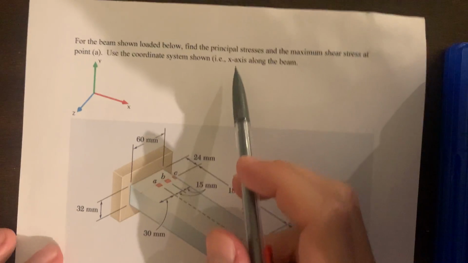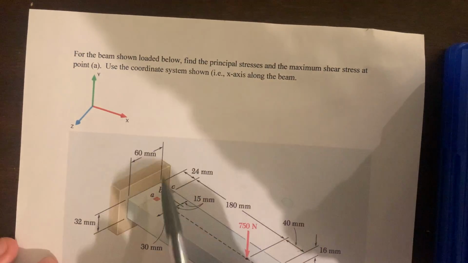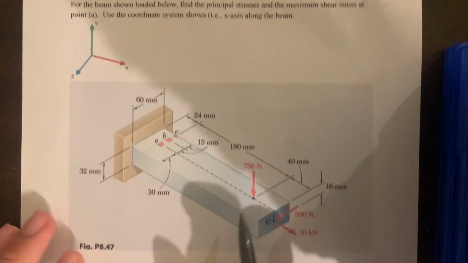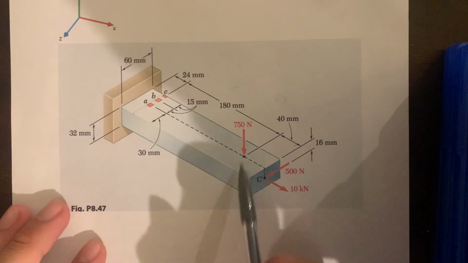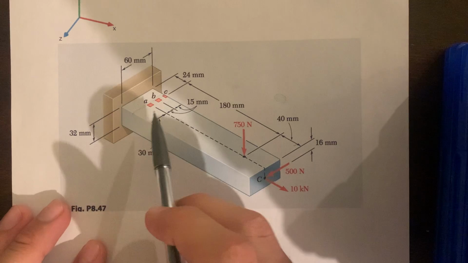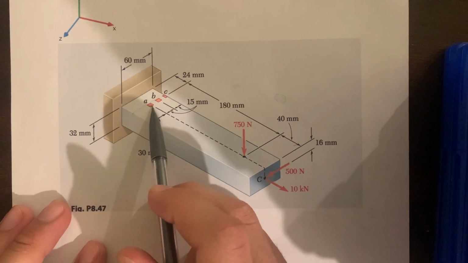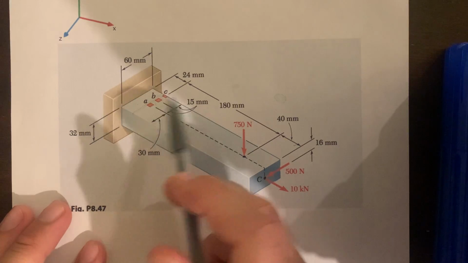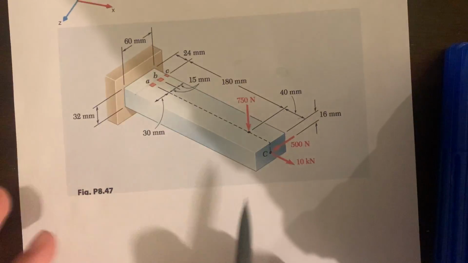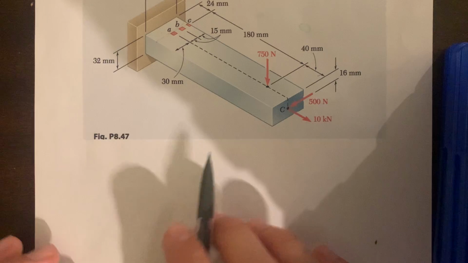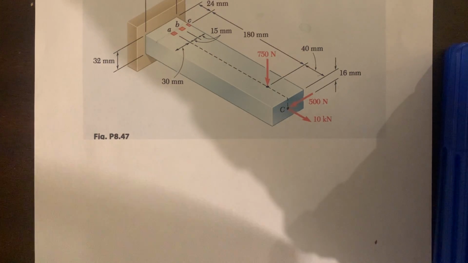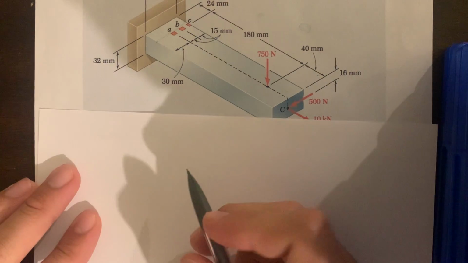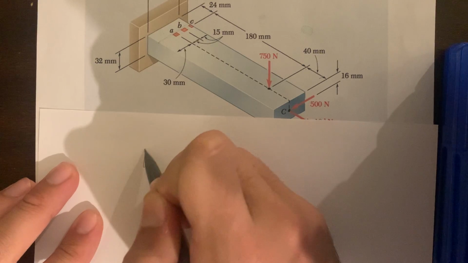To find the principal stresses and the maximum shear stress with respect to point A, we want to first map out where these forces are with respect to A, and then get the reaction forces we'd have there, as well as the moments we'd also find. So to do that, we'll start by just drawing a free body diagram of this. Here's a quick sketch.